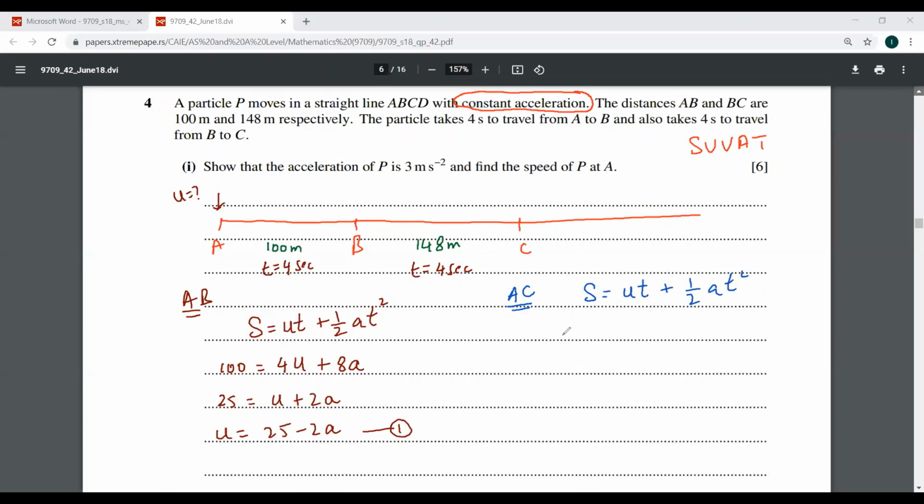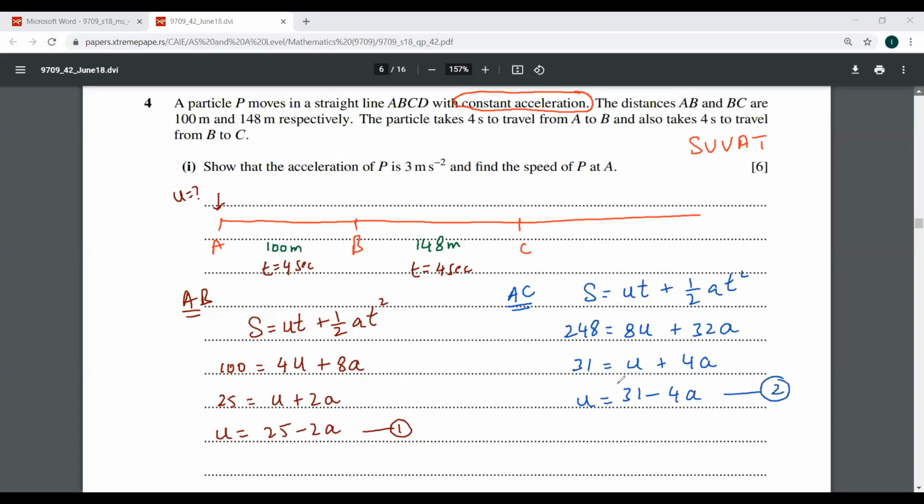So now the distance is 248. Yes, the distance is 248. We have to find the initial speed. The total time taken is 8 seconds. So this is 8u and half of 64 is 32. This is 32a. I think I can take 8 common from here. So this is going to be 31 equal to u plus 4a. And your u is going to be 31 minus 4a. That is your second equation.